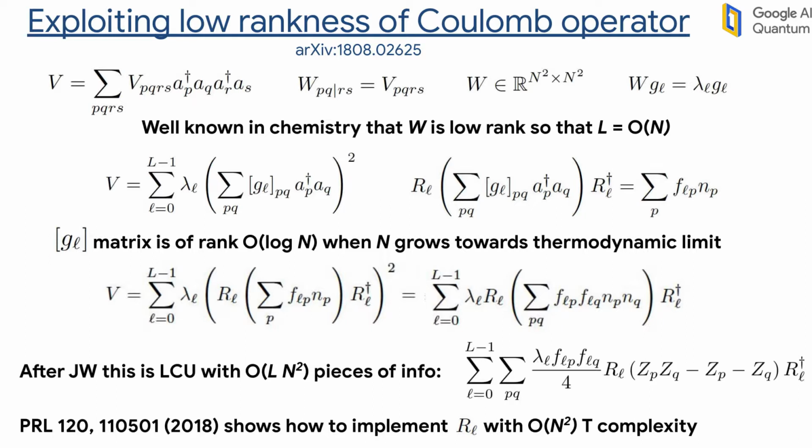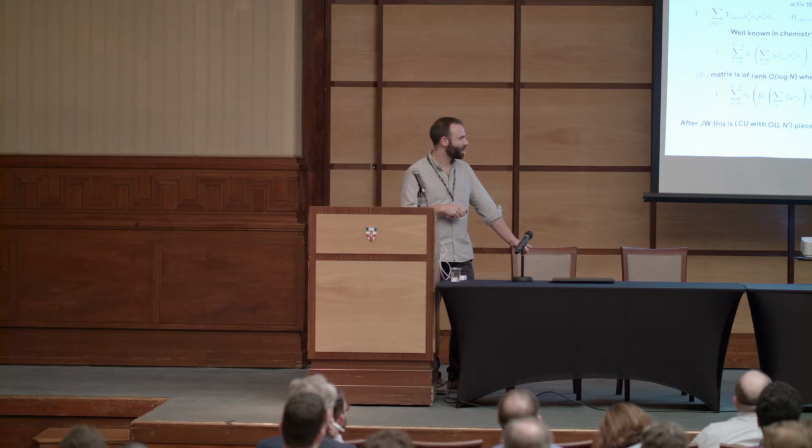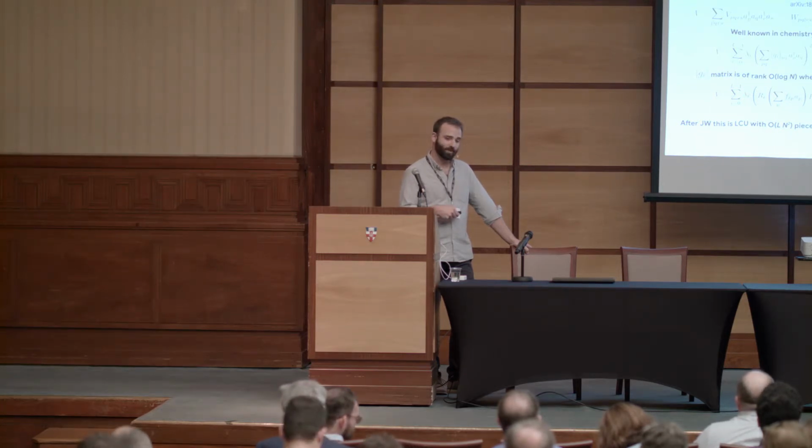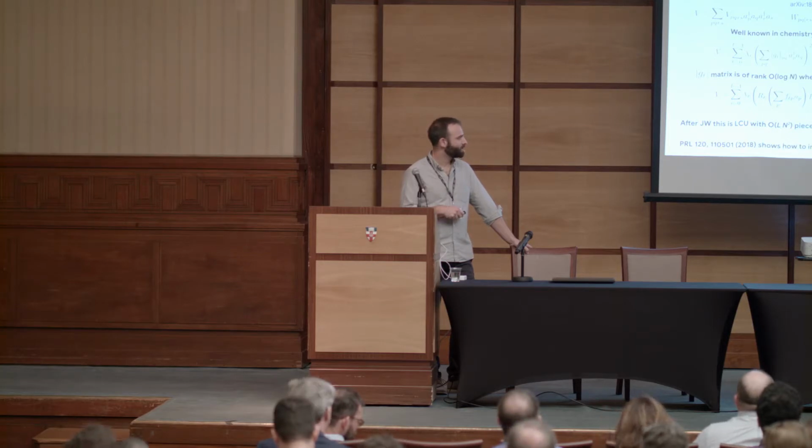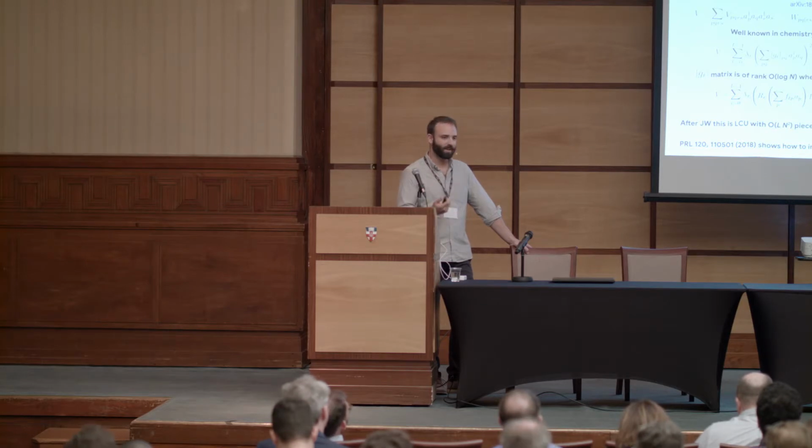Nonetheless, I know this is pretty terrible, but ultimately the point is that I can write the quantum chemistry Hamiltonian like this. And once I map that to qubits, I have a form that looks like this. It has only n to the 3 pieces of information in it, and this is a linear combination of unitaries. Furthermore, I'll point out that these matrices that diagonalize the one-body operator, these unitaries, are just a change of single particle basis, and we have some techniques from another paper that shows how to implement them very efficiently.